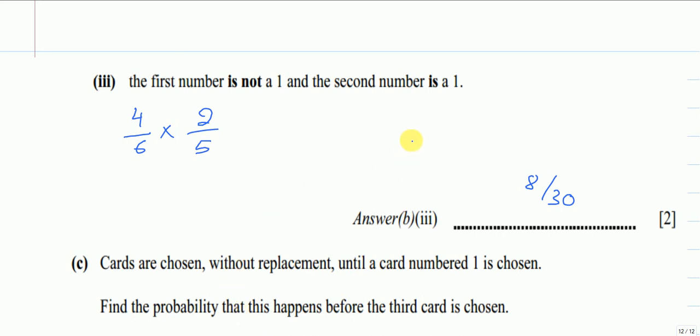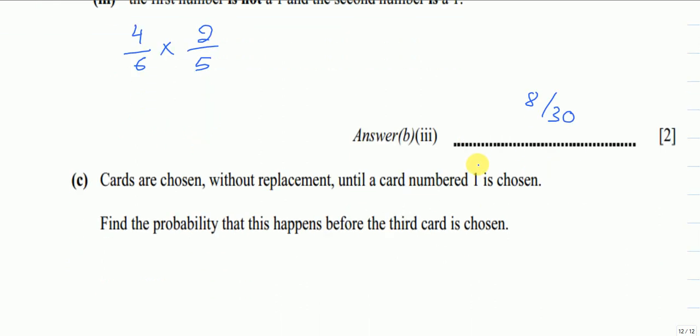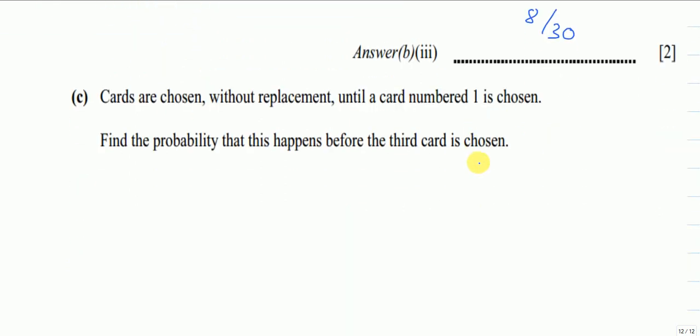Part C. Cards are chosen without replacement until a card number 1 is chosen. Find the probability that this happens before the third card is chosen. Okay, what they are doing is they keep on choosing the cards until they choose card number 1, and we have to find the probability that this happens before they choose the third card.